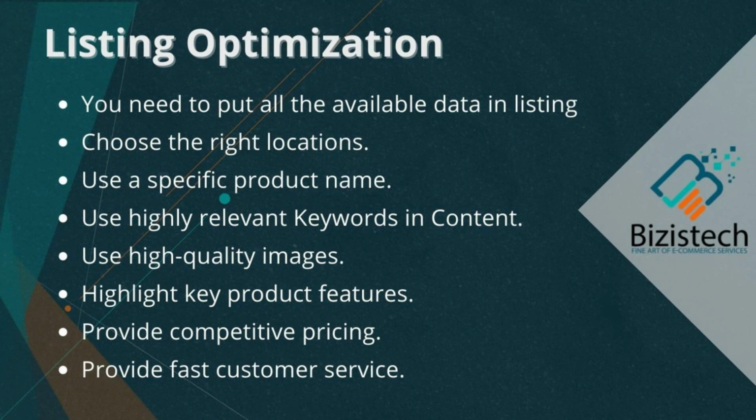Listing optimization is our next topic. You will need to complete your item setup as a component of setting up your Walmart Seller Center account. That means when you list a product, you have all information about the product, and you must upload the item with all its functions in Walmart. Choose the right location, as this means you must know about the category. Use a specific product name, that means a title. Use highly relevant keywords in content. Utilize high quality images. Highlight key product features. Price competitively. Provide fast customer service.